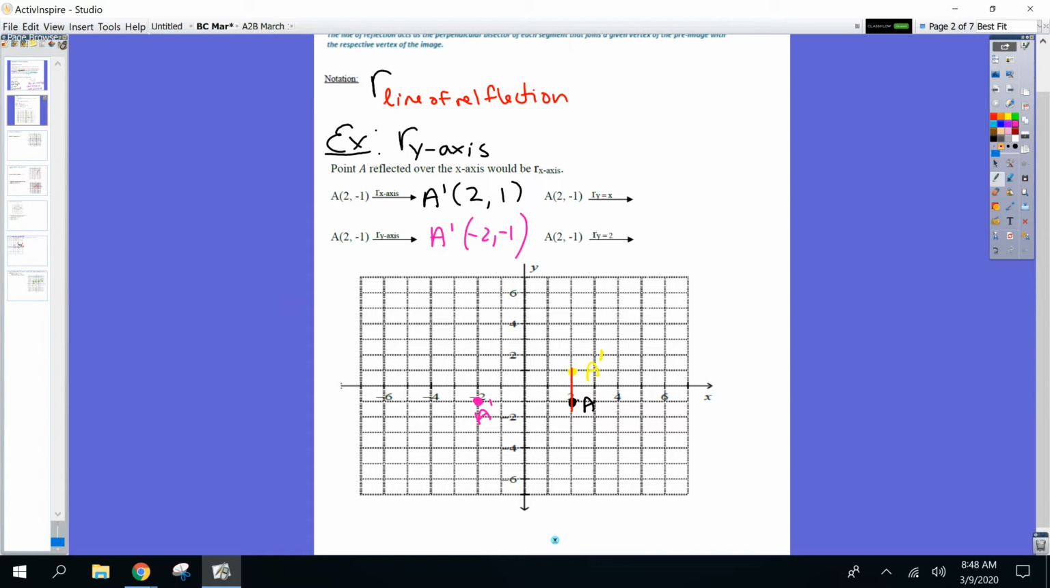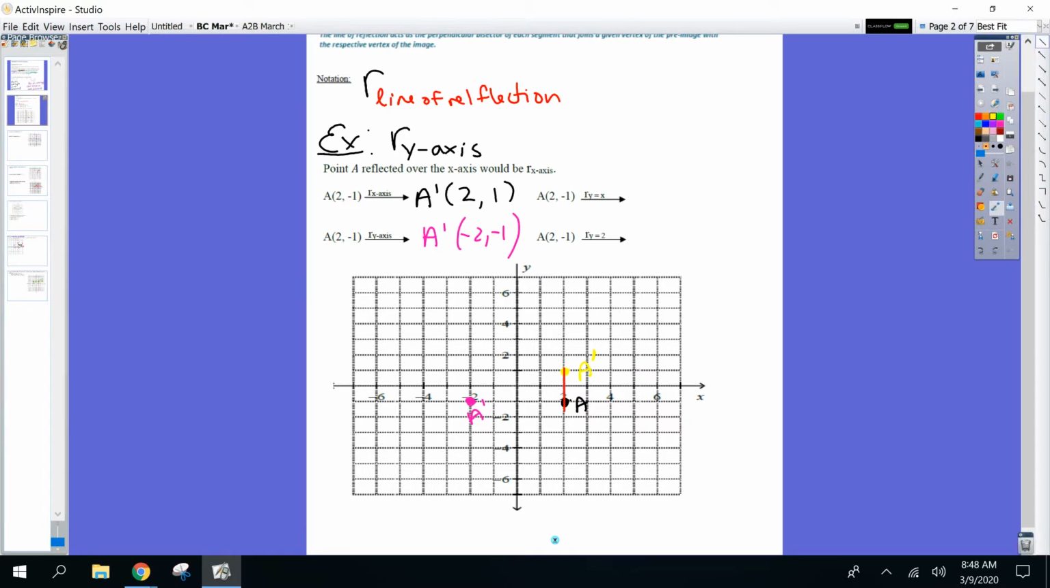Don't do it on your paper. Watch me do it on mine. I connect them. What line did I just reflect over? See what the y-axis is doing? It is a perpendicular bisector every time. Okay, the line of reflection is the perpendicular bisector.